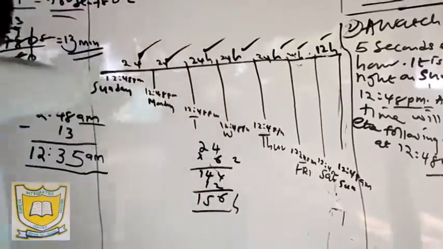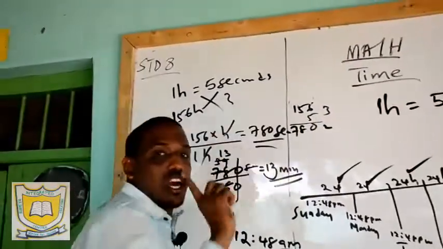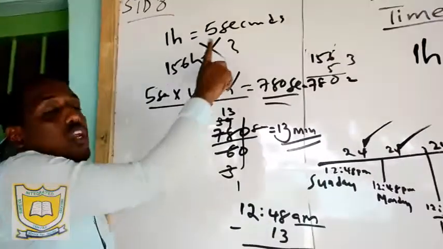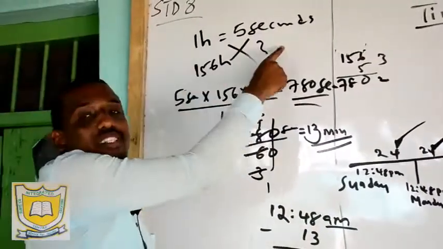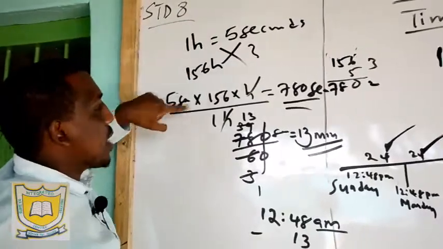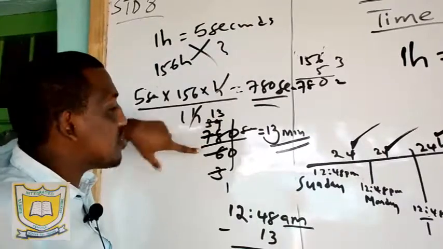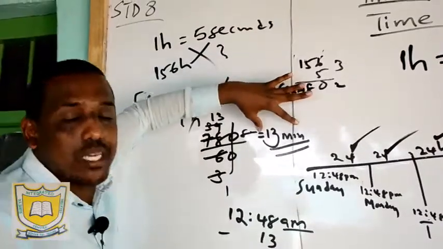So now we come here. We say that the watch was losing 5 seconds every hour. What about 156 hours? Cross multiply. You will get 780 seconds. You change the seconds into minutes, divided by 60, you will get 13 minutes.